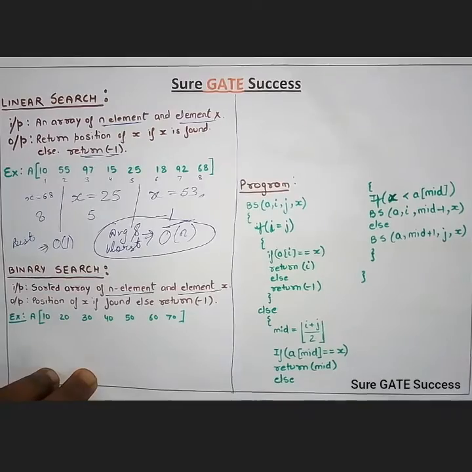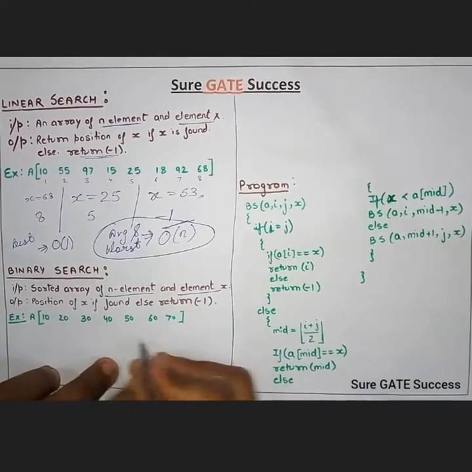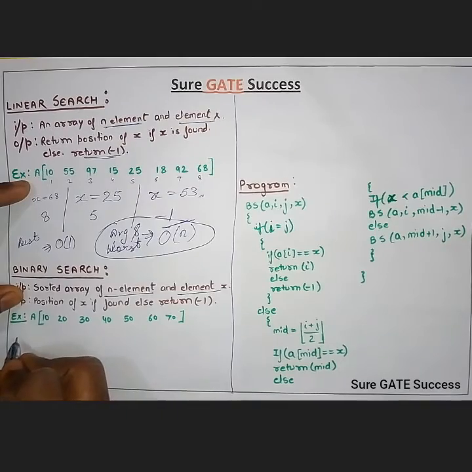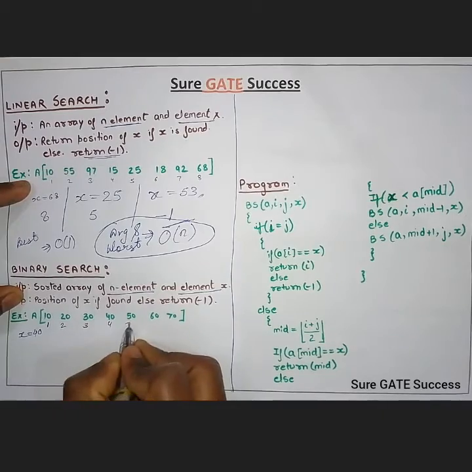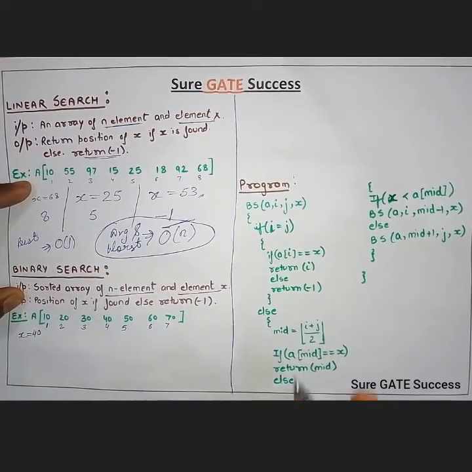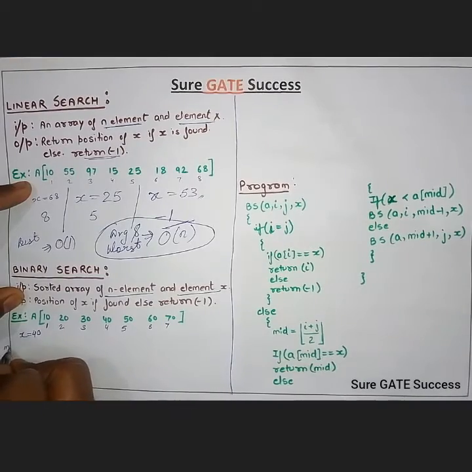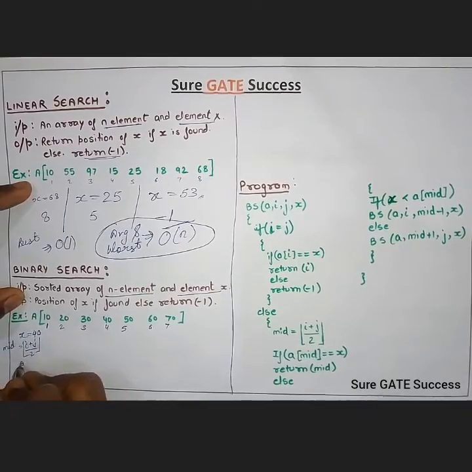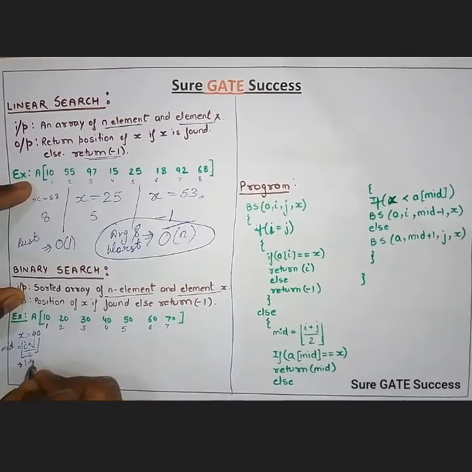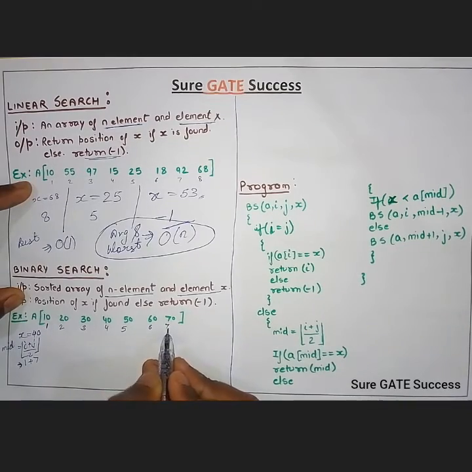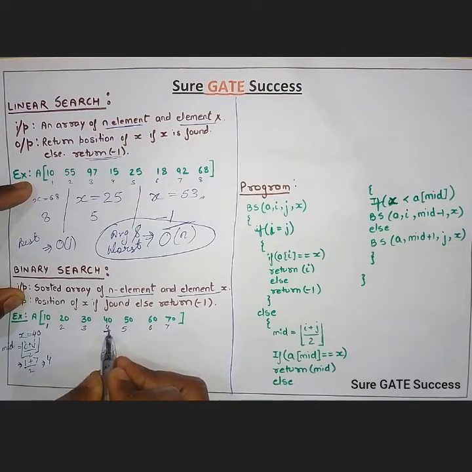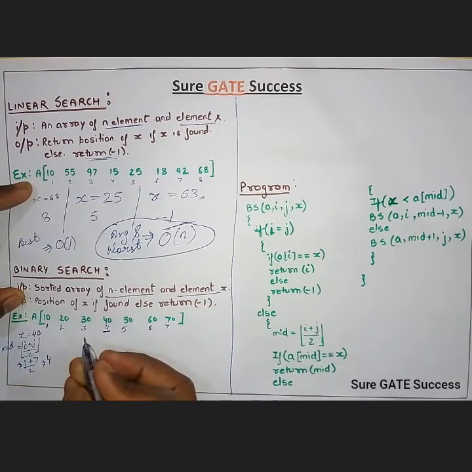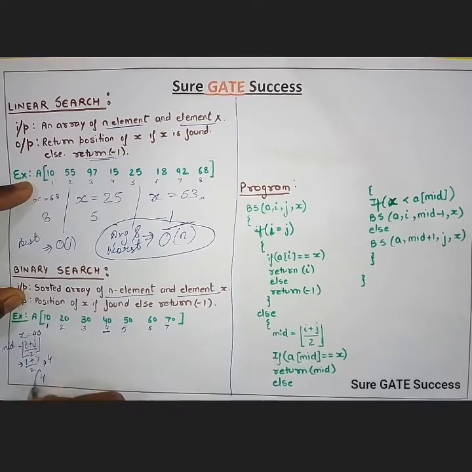For example, in this example, if we have to find 40, how many elements are there? 1 2 3 4 5 6 7, 7 elements are there. We have to find the midpoint. How can we find the midpoint? It is the ceiling of (i plus j) by 2. So i is 1, j is 7, because i is the starting and 7 is the ending, by 2. So it will be 4. We have come to 4 and compared whether A[4] is equal to 40. Yes. So we have to return the location 4.